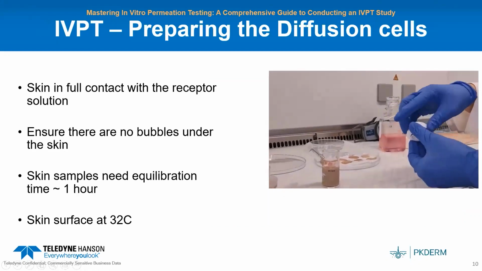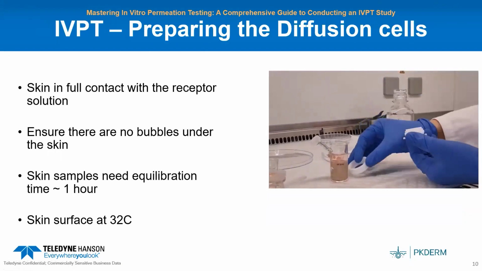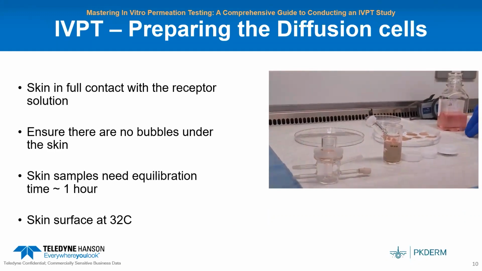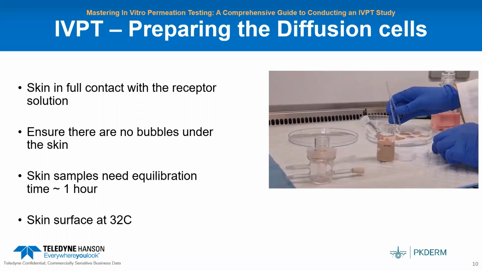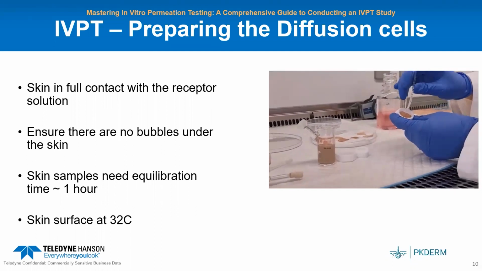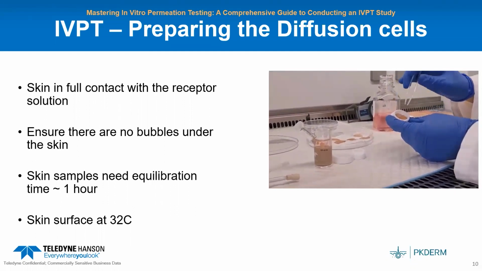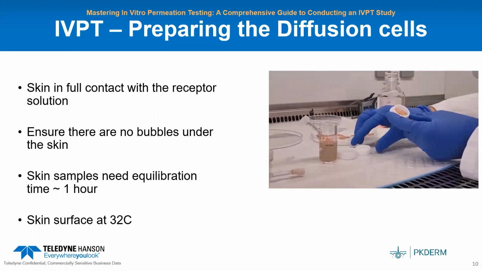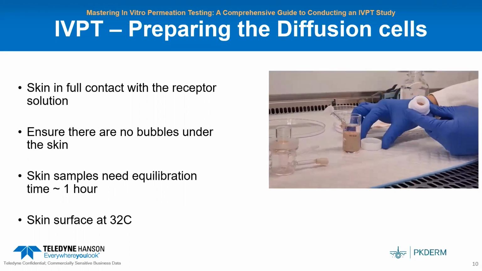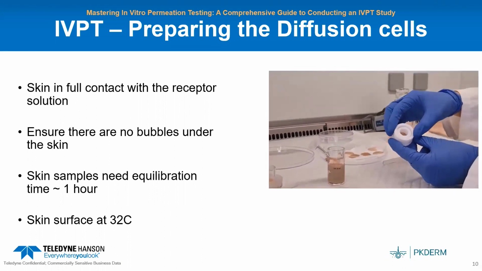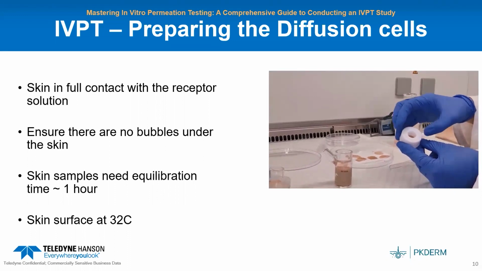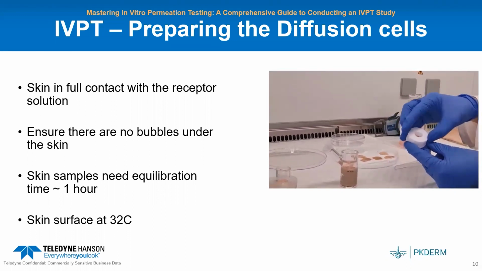After the filling of a receptor chamber with the receptor fluid, we place a skin sample on the diffusion cell. And this is done in such a way the dermis is in contact with the receptor liquid, while the epidermis is left at the air surface. We then place the diffusion cells on their support under gentle shaking and at 37 degrees.